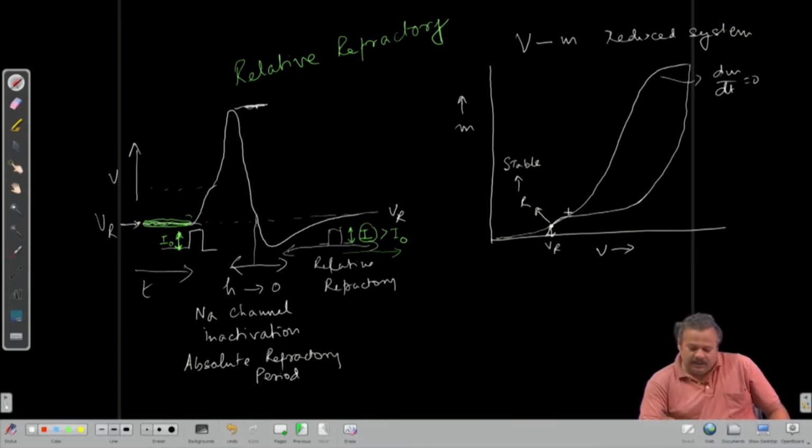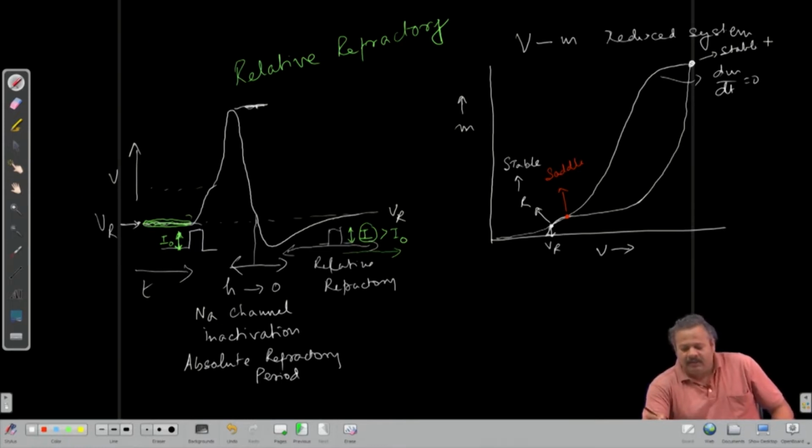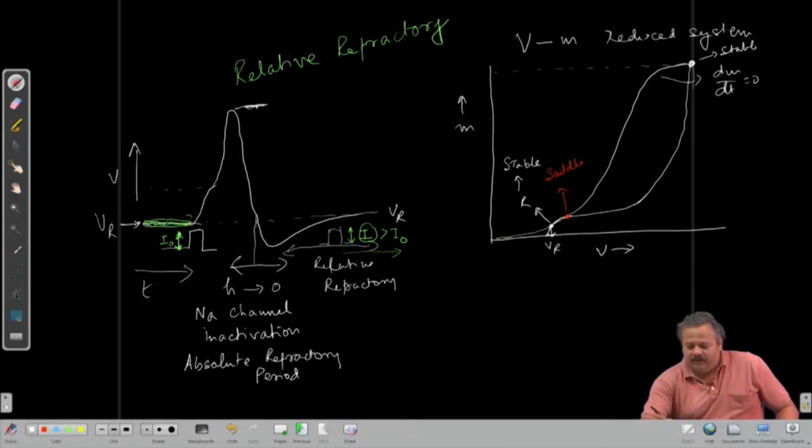Similarly, the next node, which we will mark in red, is the saddle node. This is simply a recollection of what we have done earlier. Then we have another node, which is a stable node here at the m equals 1 value and a high voltage value around plus 53 millivolts.